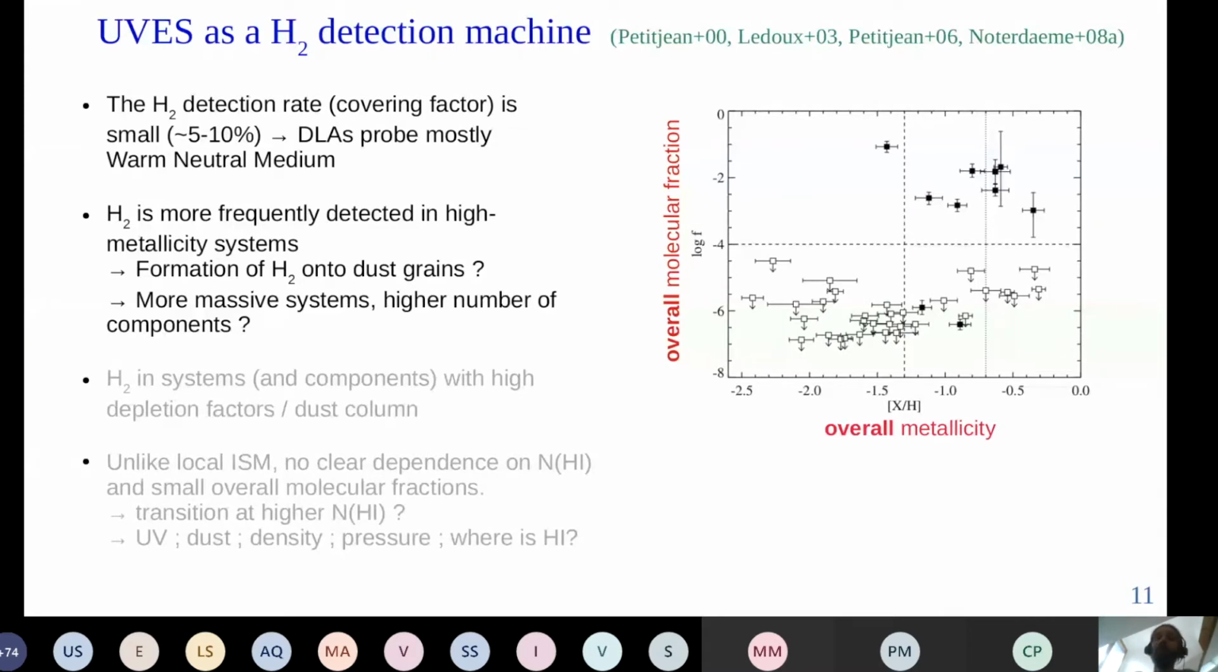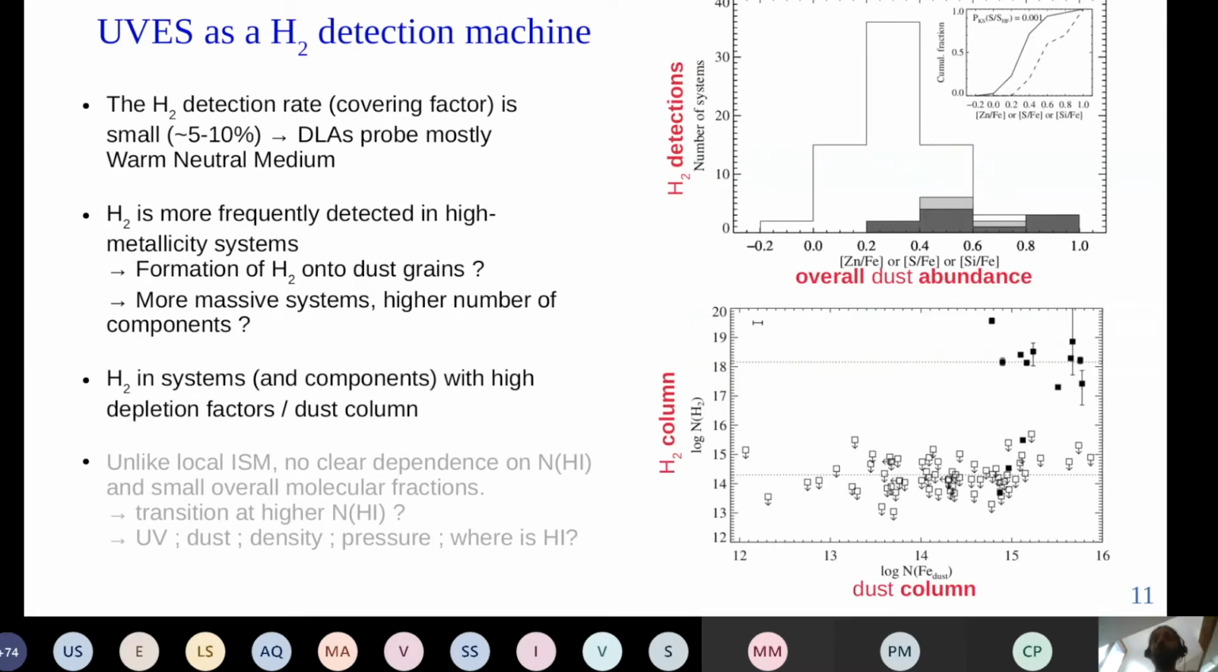So we could interpret this at that time in two ways. First, we can say, okay, it's what is expected because H2 tends to form onto dust grains. So this is what we expected with high metallicity: you have more metals, so you have more dust. Also, we can think that maybe these systems with high metallicity correspond to more massive systems, where you have a higher number of components, and then you have a higher probability of detecting H2.